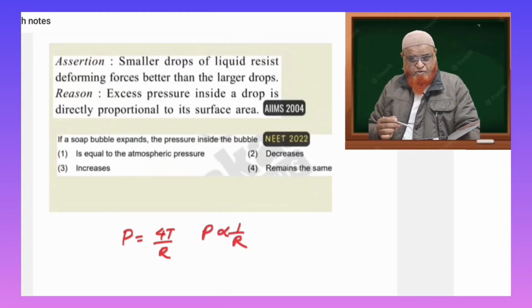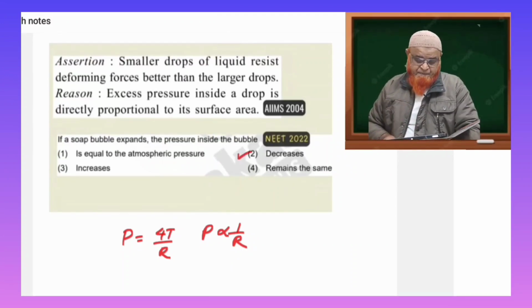Pressure is inversely proportional to R. If the size of the bubble increases, pressure has to decrease. So the second option is correct. Hope you have understood this one.